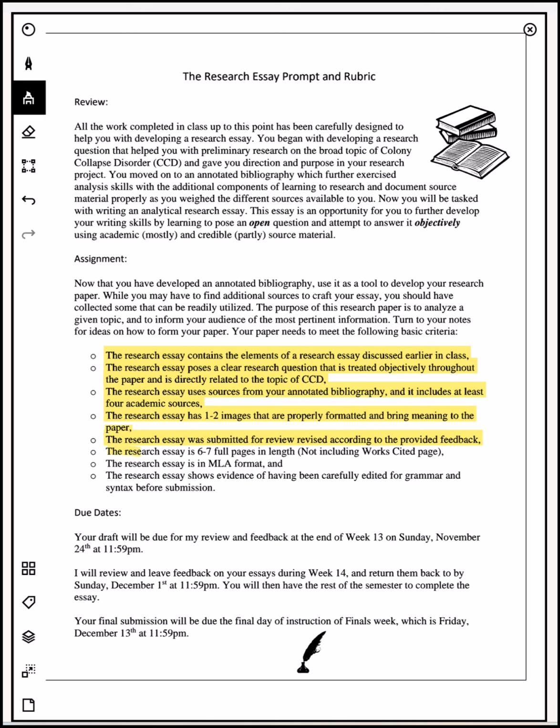The research essay is 5 to 7 full pages in length, not including the works cited page. So I'm sorry, did I say 5 to 7? 6 to 7 pages in length.